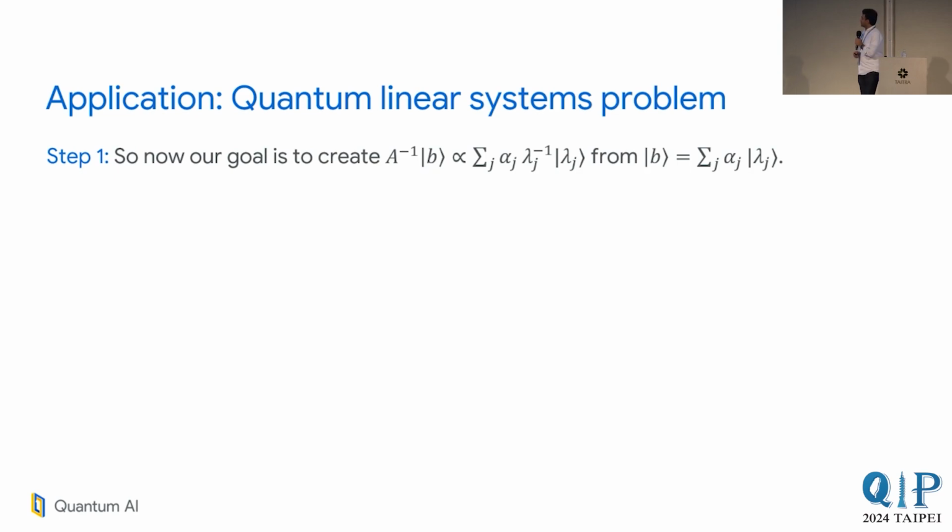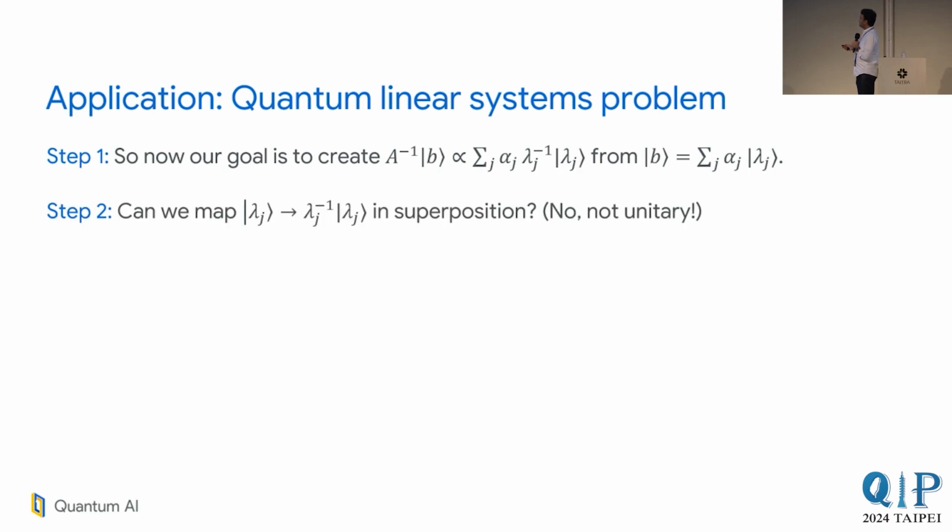Okay, cool. So what can we do? What would be really nice is if we could just take a state ket lambda j and map it to lambda j inverse times ket lambda j, in superposition. If you could just do this, you have this guy. Just replace every occurrence of this ket with lambda j inverse times the ket.